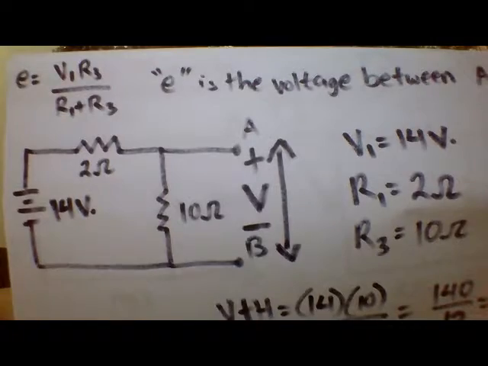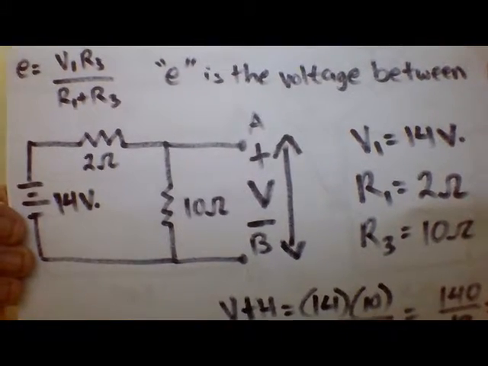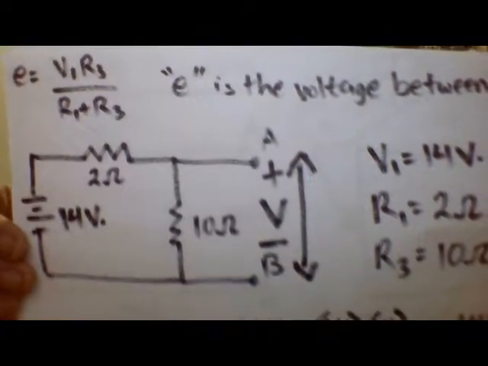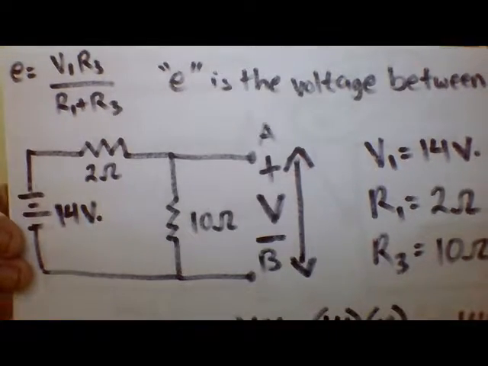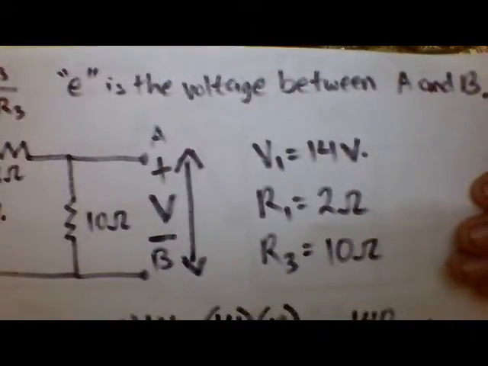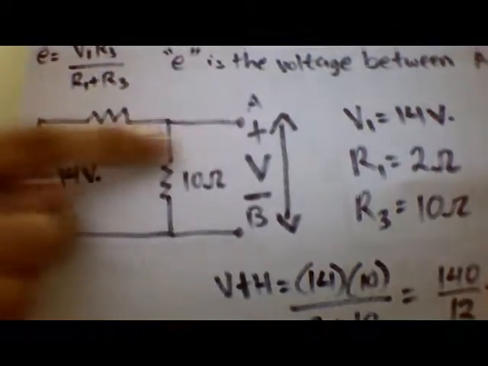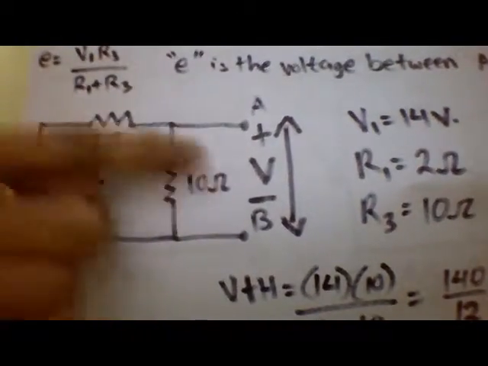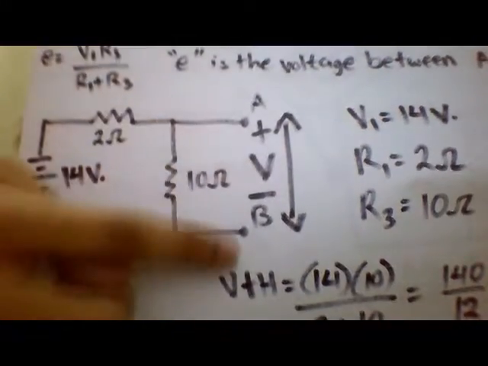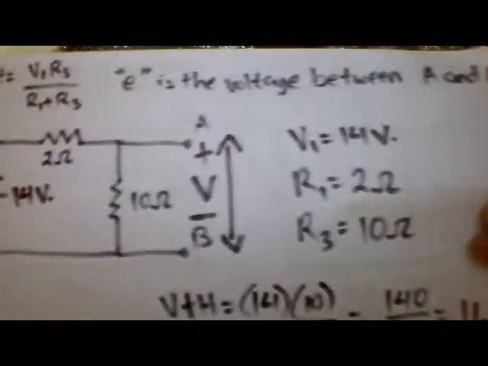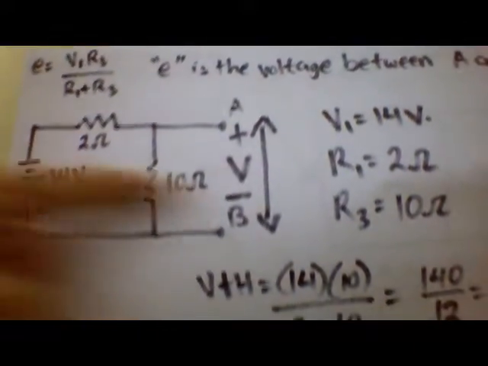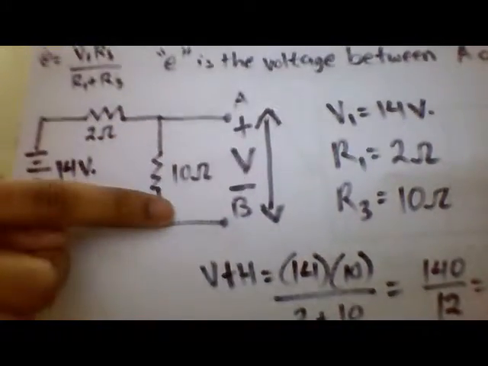Next, we are asked to find the VTH, or Thevenin's voltage. Here you have a formula: V is equal to V1 times R3 over R1 plus R3. V is the voltage between A and B, so it is found over here. We can consider this as our R3 because this is the voltage between A and B. Our V1 is 14 volts, our R1 is 2 ohms, and our R3 is found over here between A and B.